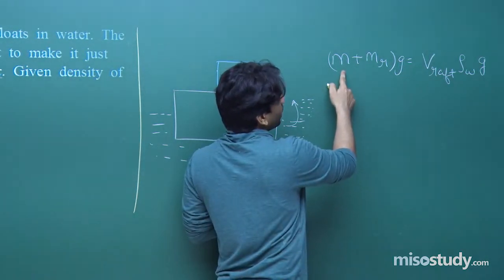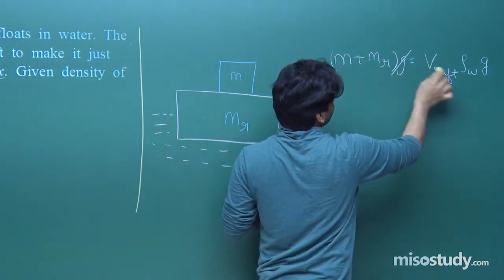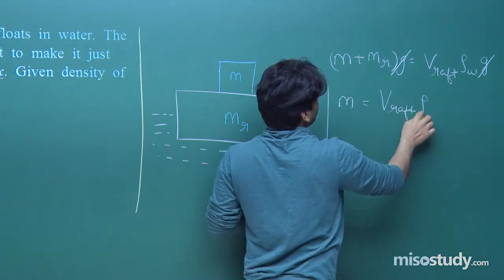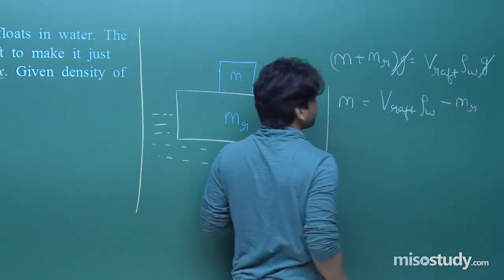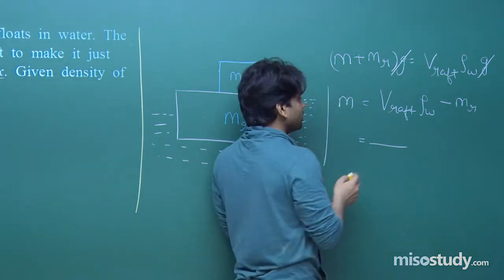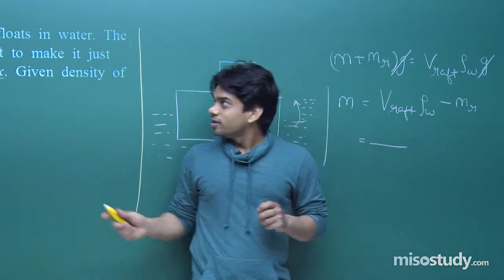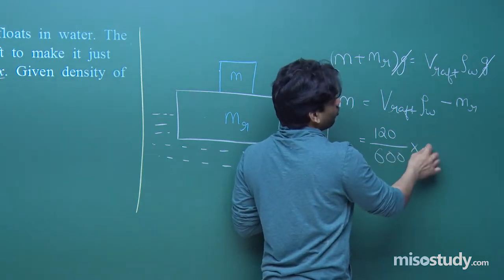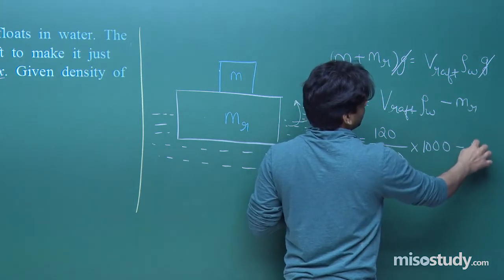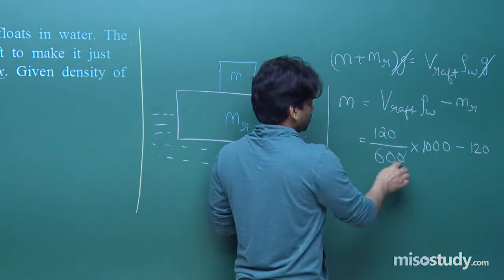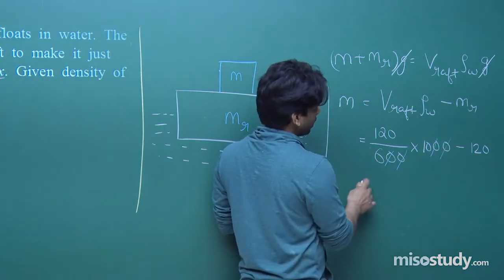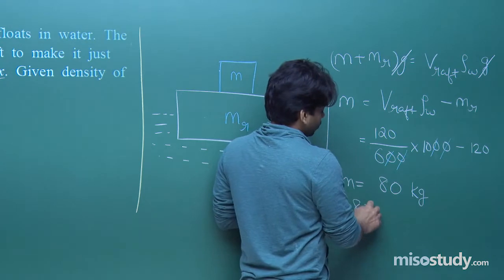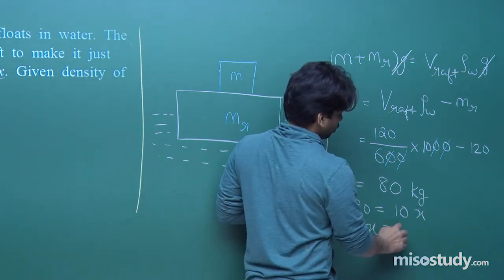Now, we need to find out the value of the mass of the object that has to be placed. G will be cancelled out. M will come out to be volume of raft multiplied with rho of water minus MR. Volume of raft will be its mass upon its density. Its mass is given as 120 kg, density 600 kg per cubic meter. Multiply with density of water, that can be taken as 1000, minus mass of raft again, 120. So the zeros will be cancelled out. Here you will be getting 20 into 10, 200 minus 120, you will get 80 kg. And if 80 kg you write as 10x, so x will come out to be 8.